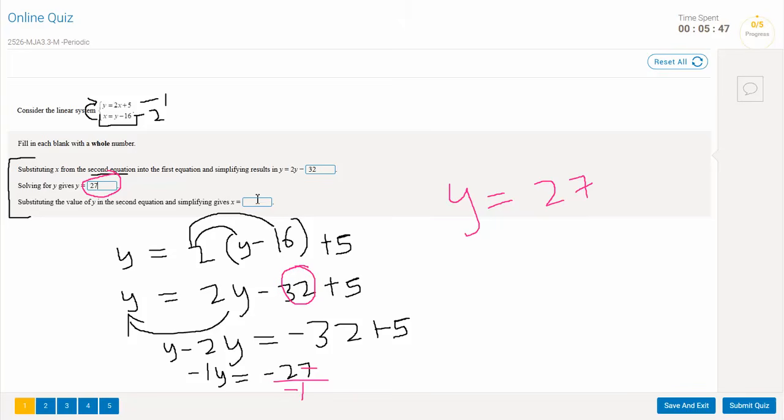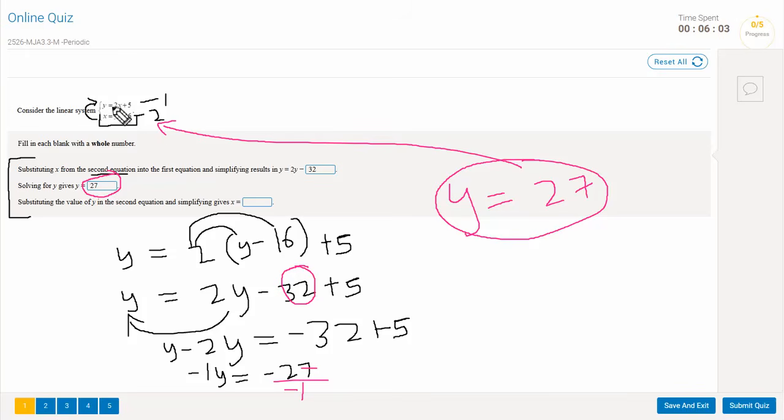Okay. The next one: substituting the value of y in the second equation, simplifying gives x equals to. Through the steps that they gave us, you already solved for y. Now what will you do? You will put this y into the simpler equation, whichever is easy for you.